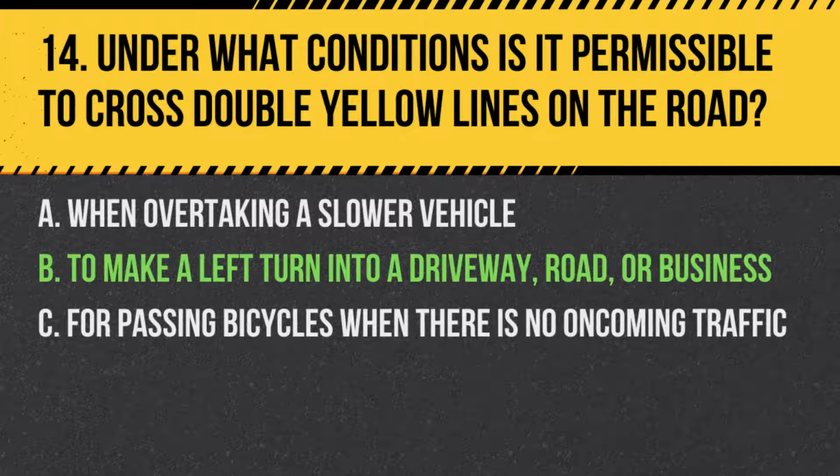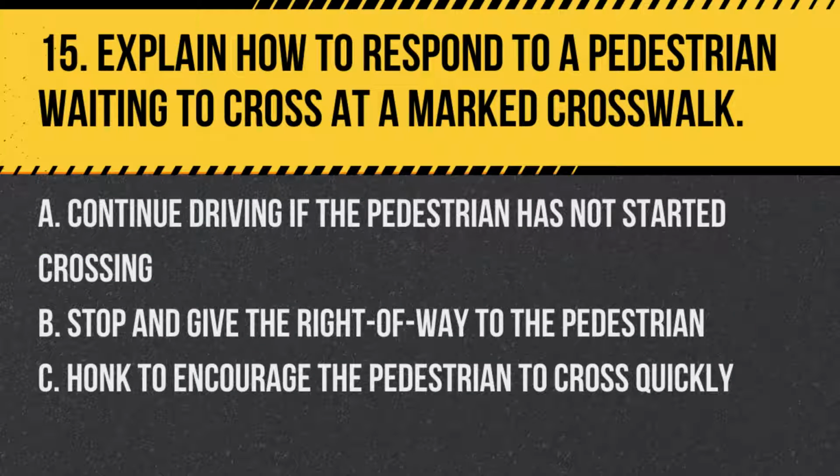Answer: B. To make a left turn into a driveway, road, or business. Crossing double yellow lines is generally prohibited except when turning left where it is safe to do so. Question 15. Explain how to respond to a pedestrian waiting to cross at a marked crosswalk.